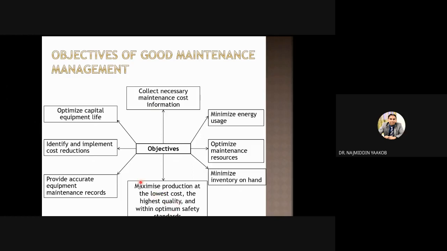This is the main point in doing the maintenance. To provide accurate equipment maintenance records, we have all the records. This is very important. When you do maintenance, you have all the maintenance records of all your equipment in case anything happens. You can identify and implement the cost reduction and also optimize capital equipment life. These are all the main objectives. Why do you need to do maintenance?